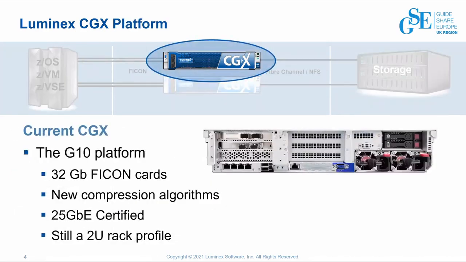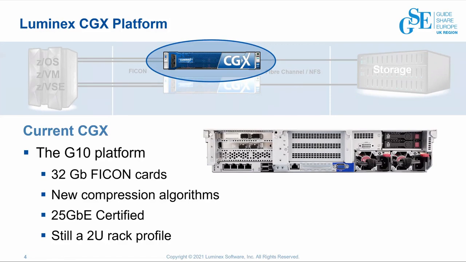In terms of the hardware, we are developing the hardware platform all the time. Every so often we roll them up into a version. The latest version is our G10 platform. It was introduced earlier this year. As I mentioned, we've put 32 gig FICON cards in there, running at 16 gig. We are seeing some performance improvements by using the 32 gig FICON cards. We've not benchmarked it, but I'm looking forward to that.